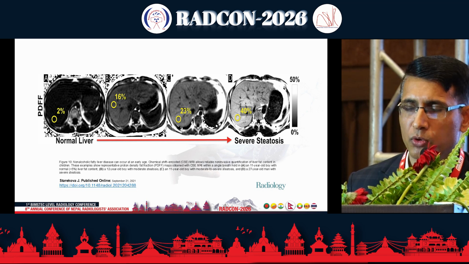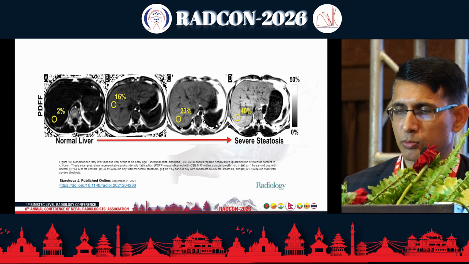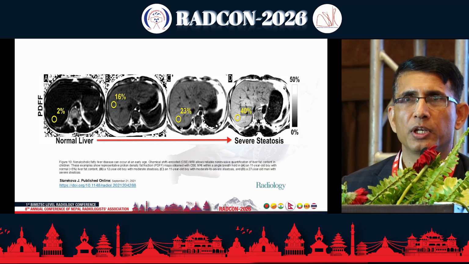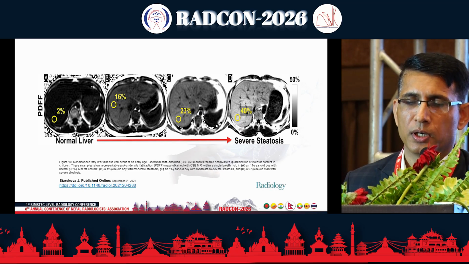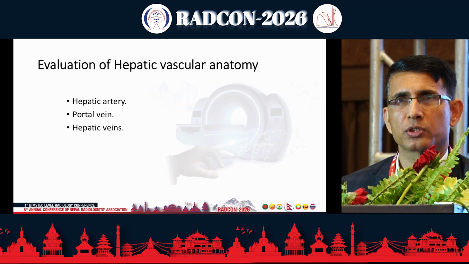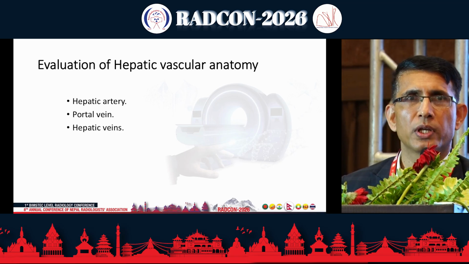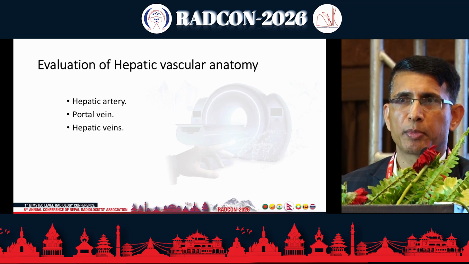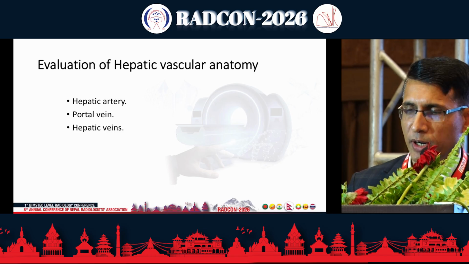Then we have to go to the vascular anatomy. We commonly use the Michels classification for hepatic artery anatomy, and almost 55% have the usual anatomy, that is, the right and left hepatic arteries arising from the common hepatic artery.